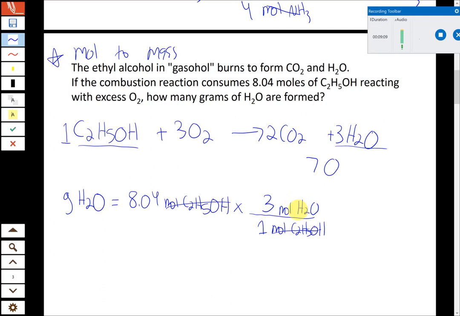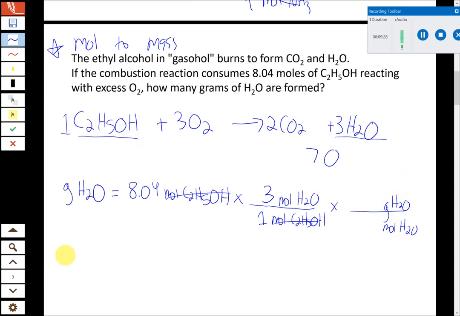But in this problem, we don't stop here. Before we were going just to moles and we stopped. Here we want to find grams of water. And so remember that if we want to go from moles to mass, we need grams of water in the numerator, moles in the denominator. And this ratio, grams per mole, is just going to be the molar mass of water. So we have to calculate that, which is not given here.